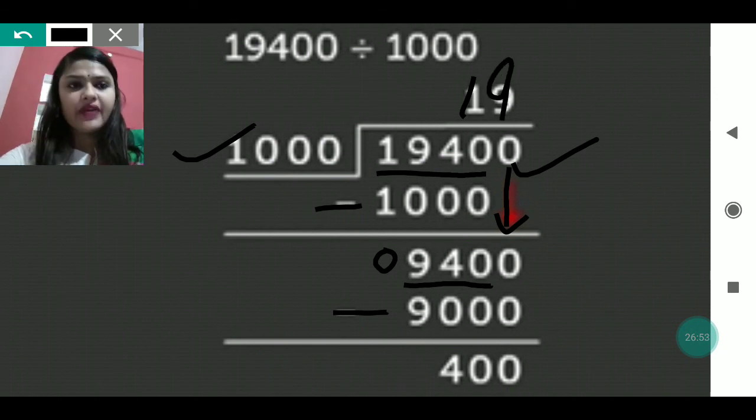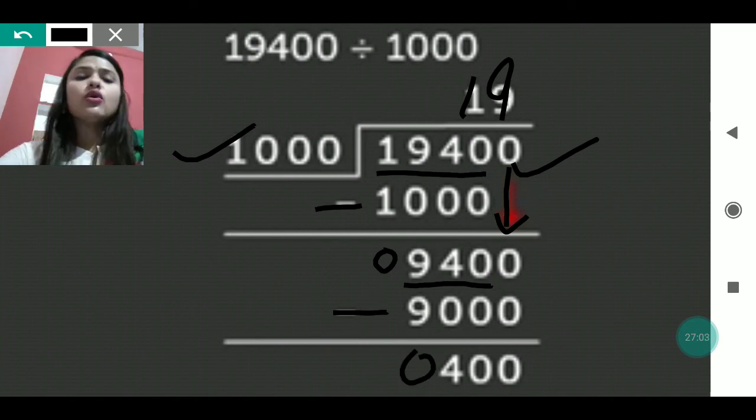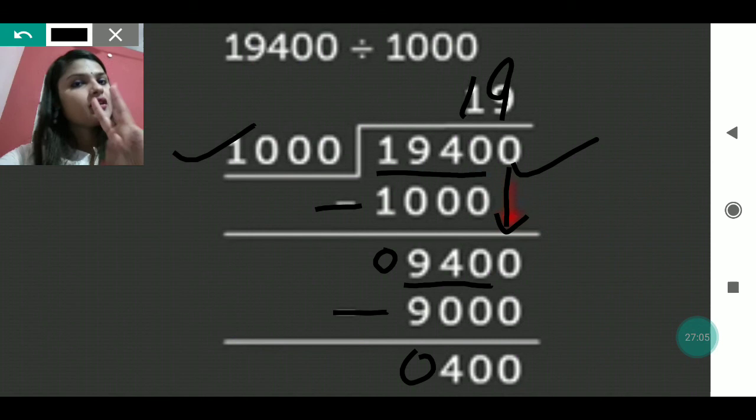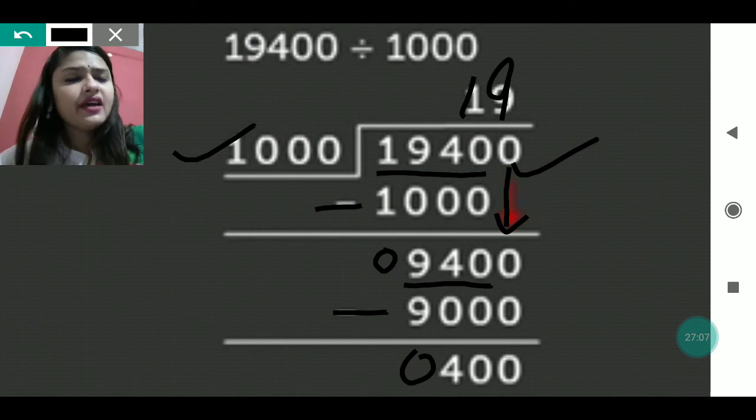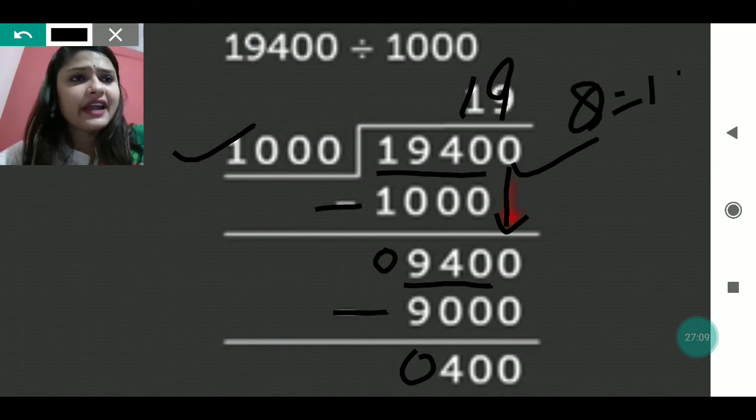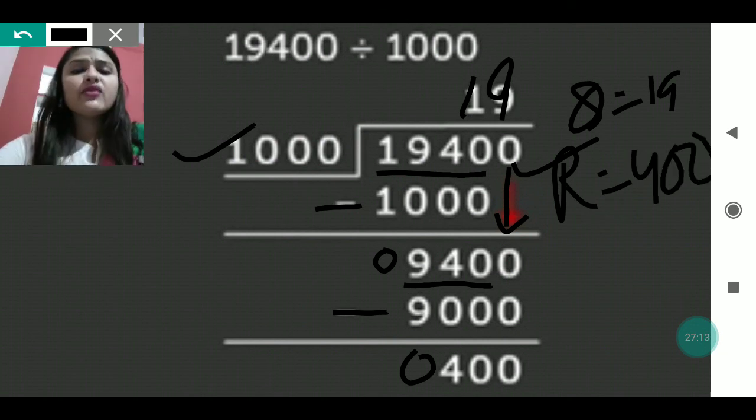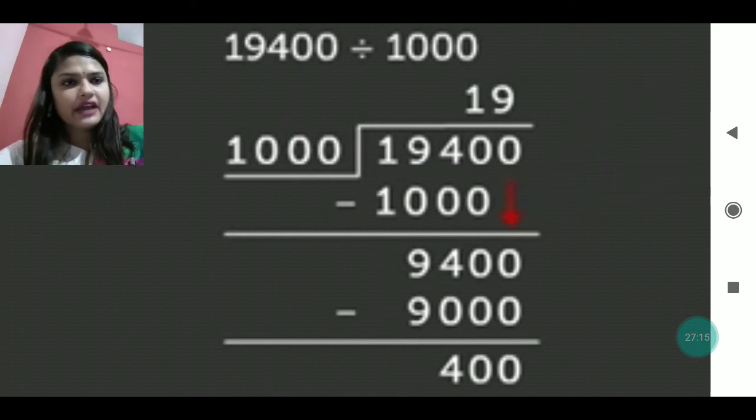Now you will subtract. 0 minus 0 will be 0. 0 minus 0 will be 0. And 4 minus 0 will be 4. 9 minus 9 will be 0. So what have you got as remainder? 400. And quotient 19, remainder 400. Okay, one more thing I would like to discuss in this.